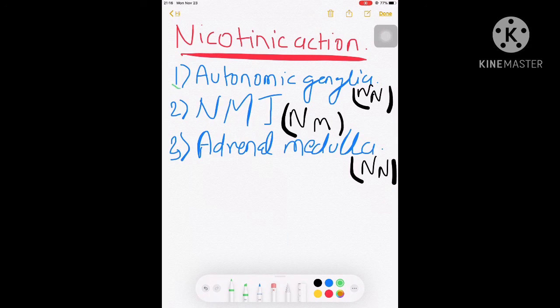Then at the neuromuscular junction, if stimulation occurs, then there is twitch hypersensitivity of skeletal muscles, causing twitching of muscles. Then the third one is adrenal medulla. When there is stimulation, there is secretion of epinephrine and norepinephrine and their respective actions.